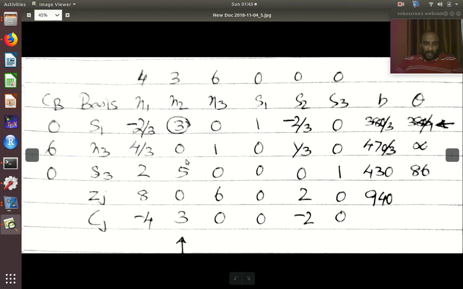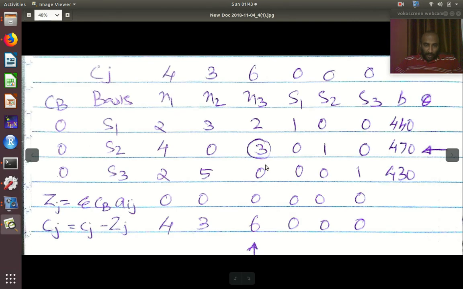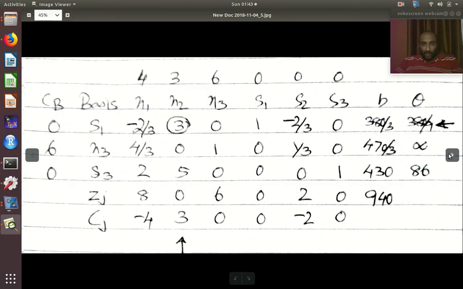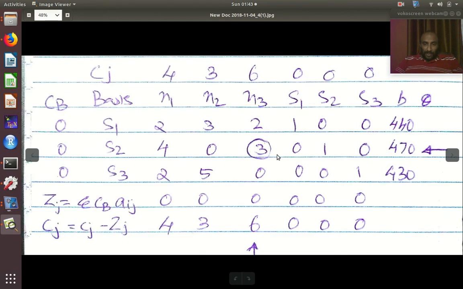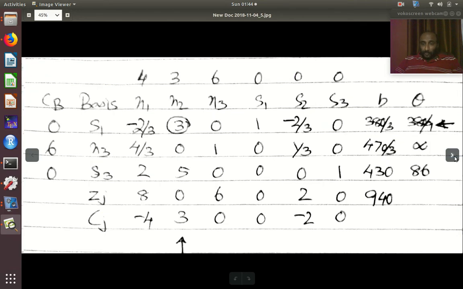Similarly, this has to be made 0, but fortunately this value was already 0 for S3, so we don't have to work on that. So we will copy down the values from the previous table, and then this B also has to be changed. The same thing will be applicable here for B as well. So 440 minus 470 into 2 by 3 will give you the value here. This 430 will be coming as such because it's already 0. So it will become 380 by 3, and this remains 430 itself.